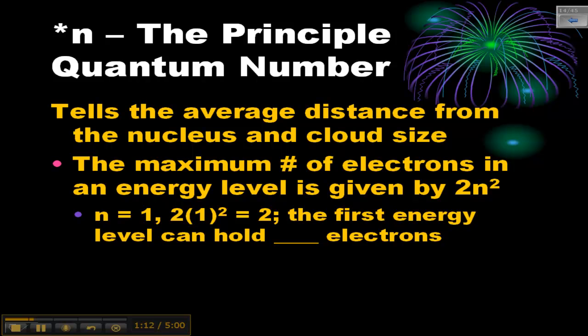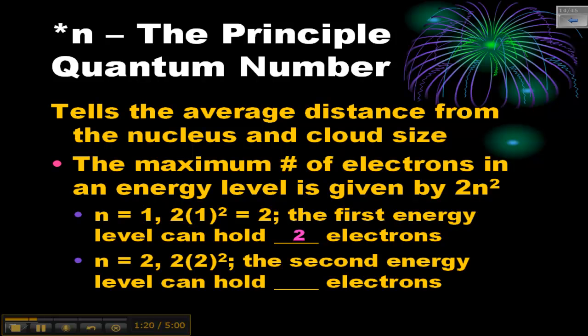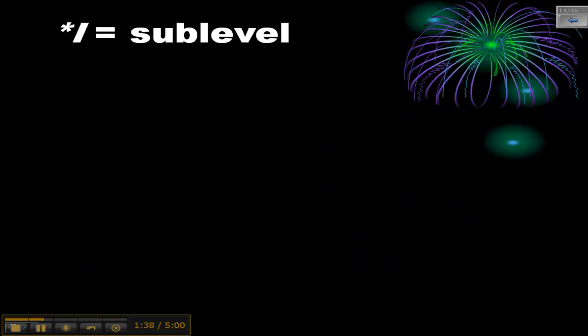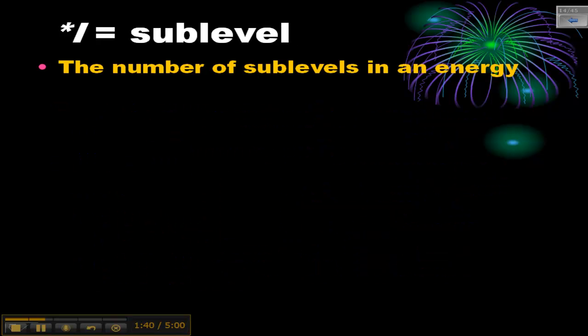So in the first energy level, where n equals 1, 1 squared is 1 times 2 is 2. So the first energy level is going to hold 2 electrons. The second energy level, 2 squared is 4 times 2, so the second energy level can hold 8 electrons, and so on. So whatever your energy level is, square it, multiply it by 2, that'll tell you the maximum number that it can hold. Now L is the sublevel.